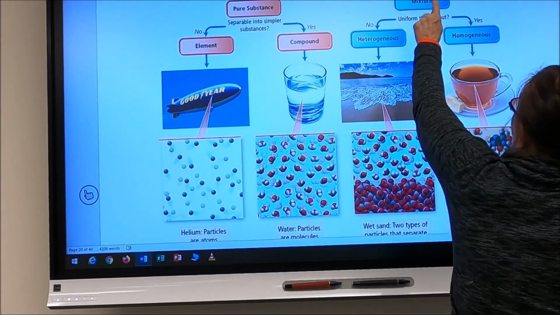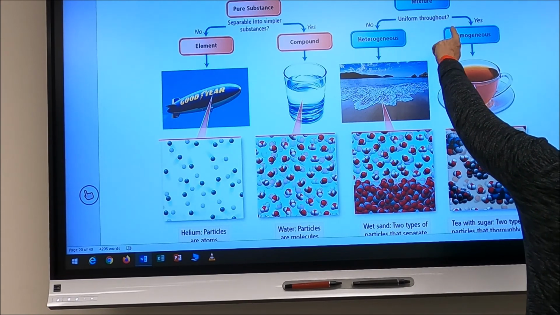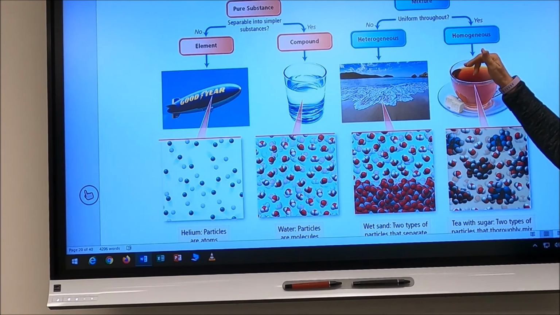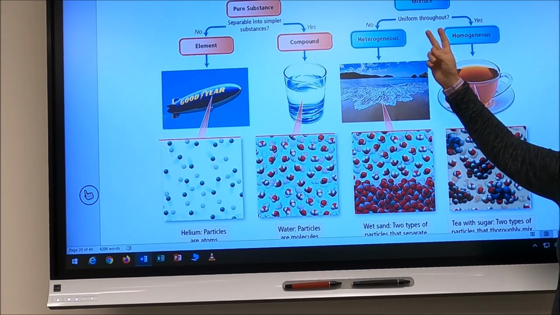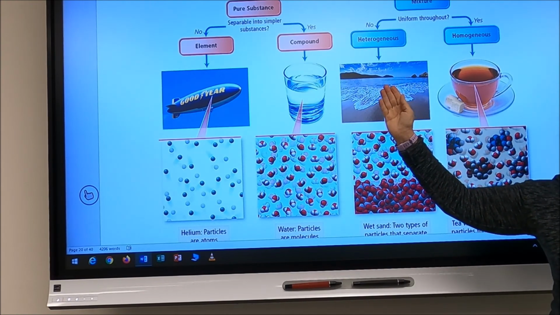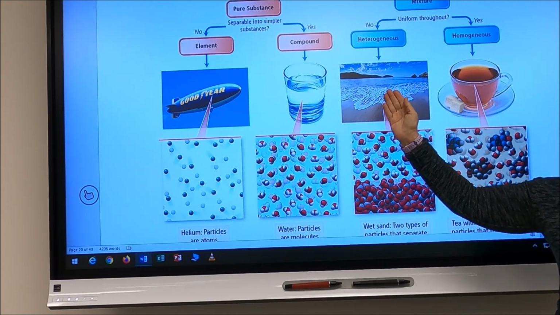Okay? If you have two or more types of particles and they're uniform throughout, which means that if I took one spoonful and the next spoonful and the next spoonful, they're all identical, you have something that's homogeneous. If they're not, heterogeneous. Heterogeneous is like taking spoonfuls of chicken noodle soup.